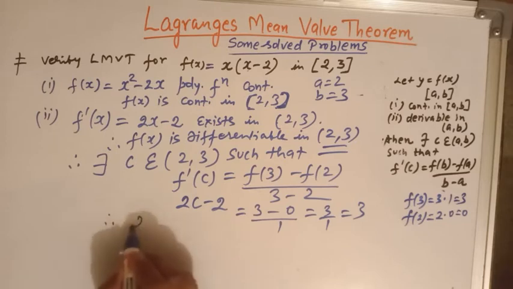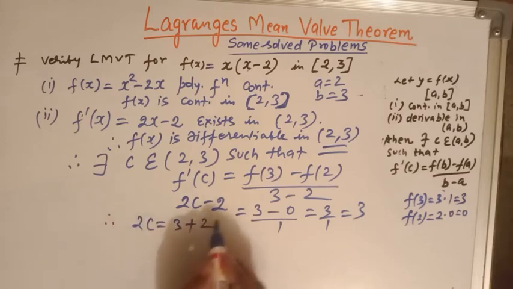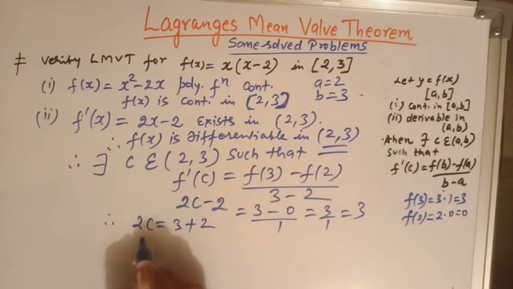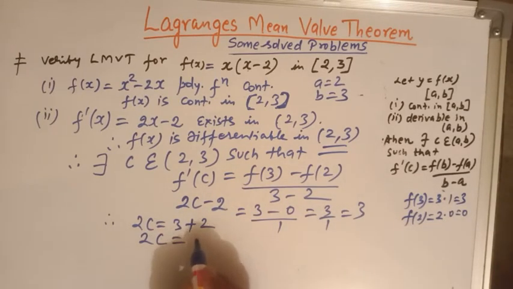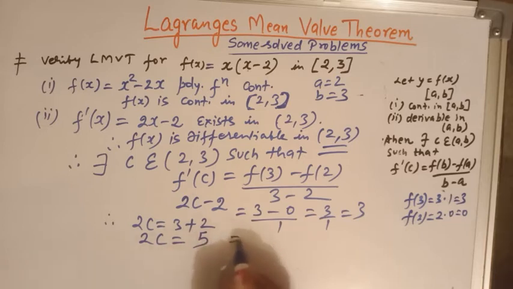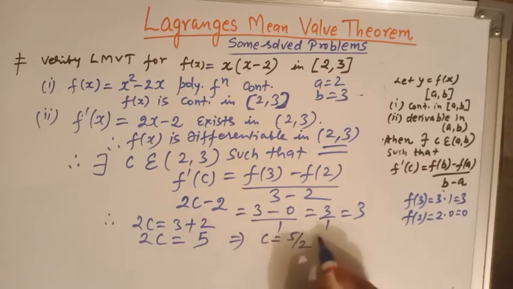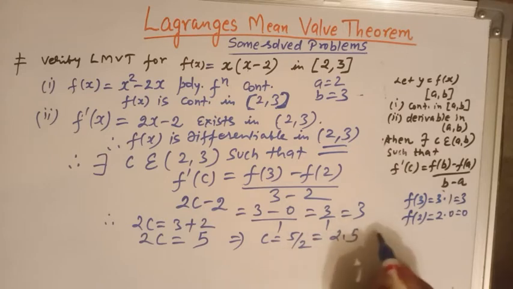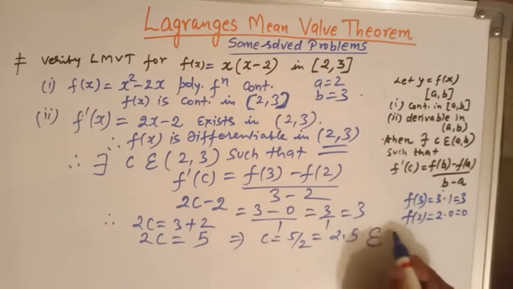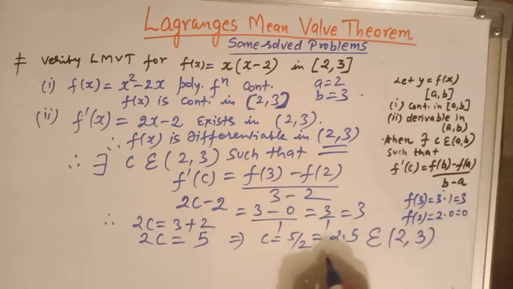So therefore 2c is equal to 3 plus 2. We take this minus 2 to this side. So 2c is equal to 5. Clear? So c is equal to 5 by 2, which is 2.5. And 2.5 belongs to the open interval 2, 3. Hence, the Lagrange's mean value theorem for this function f(x) equal to x times (x minus 2) in the closed interval 2, 3 is verified. Clear?